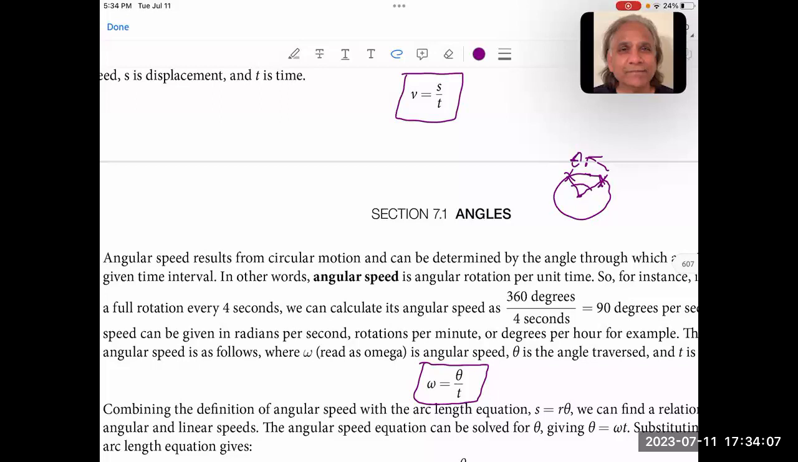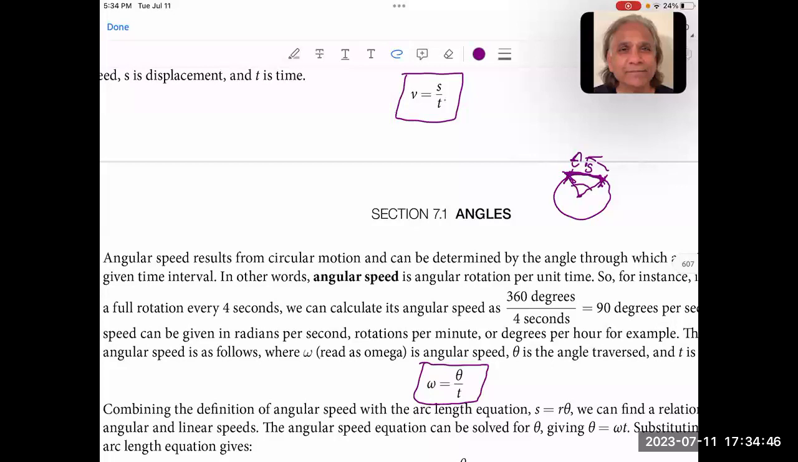Now, we know how S, a linear distance, and theta are connected with each other. Even though this point is moving along, it's rotating, you can also think of it as a linear motion. That point has covered a distance equal to this arc length, S. So you can think of the linear velocity, linear speed of that point to be S over T, and the angular speed to be theta over T.